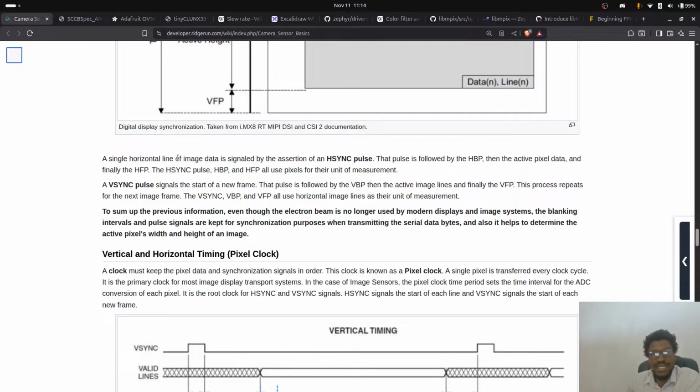I'm here for that. A single horizontal line of image data is signaled by the assertion of the H-sync. Basically, what this says is when H-sync goes high, you have gotten a row, and when V-sync goes high, it has completed a whole thing downwards, which means you have gotten all the columns, because all the rows will have happened. It does row by row, so by the time it tells you you've gotten a whole column, it means all the columns are done as well.